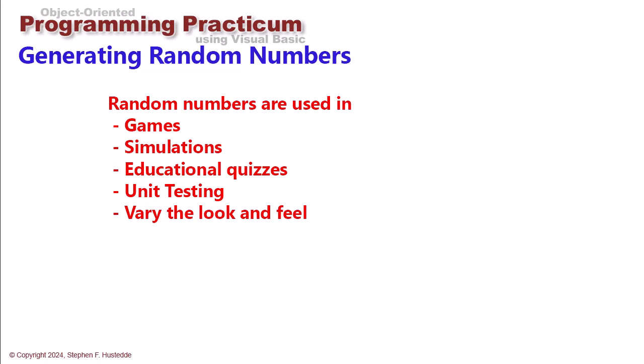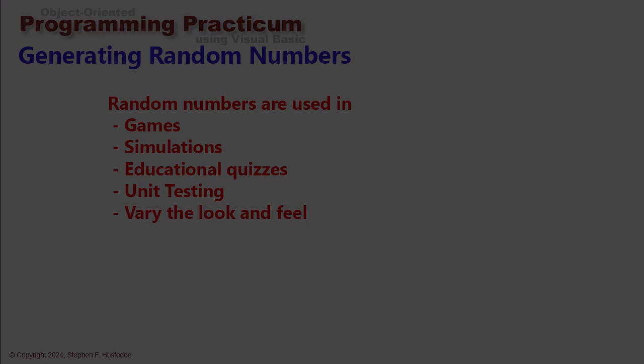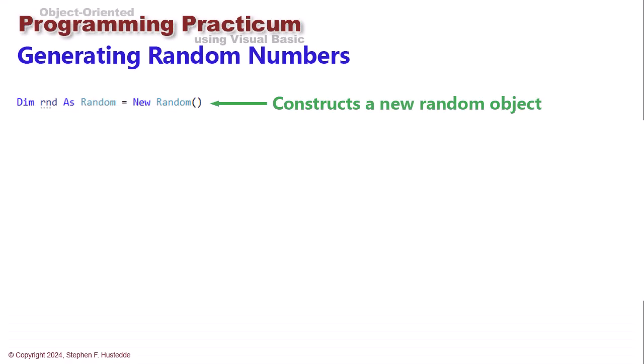Let's look at how we can generate random numbers with Visual Basic. Random numbers are generated using a random object. And that's true in Visual Basic and most other languages. So we need to initialize a random object in order to use it to generate the random numbers. We're going to create the random object just as we would a variable. So I'm going to Dim RND As Random. I tend to use RND for my random number generator.